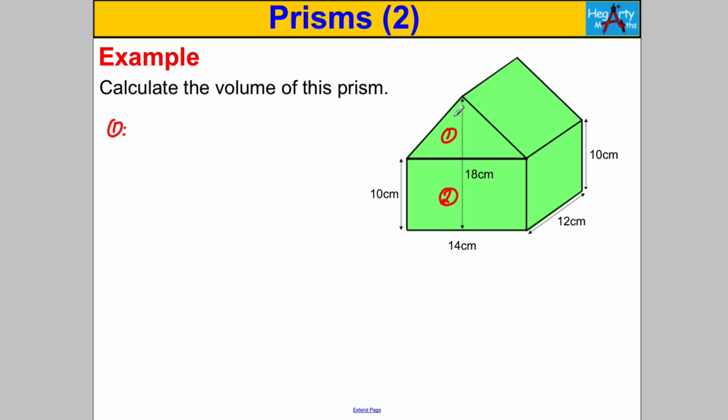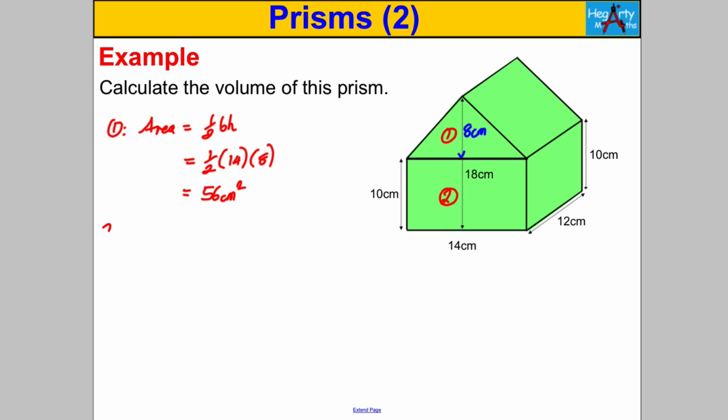We know this entire length here is 18, and this part is 10. So 18 subtract this 10 must tell me that this height here, this bit between here and here, is going to be 8 centimeters. So the area of a triangle is always a half the base multiplied by the perpendicular height. So it's going to be a half multiplied by the base. That distance is the same as that distance, so it's going to be 14, multiplied by the perpendicular height, which is going to be 8. A half of 14 is 7. 7 multiplied by 8 is going to be 56 centimeters squared.